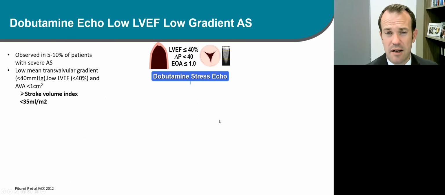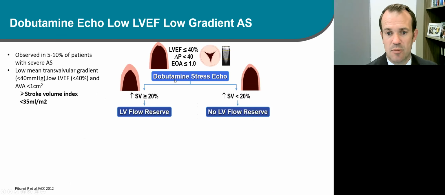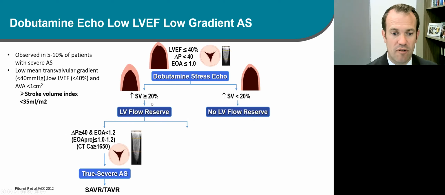We're going to be talking a lot in future talks about how to evaluate low flow, low gradient aortic stenosis, so I'm not going to belabor the point here. We do see this in about 5 to 10% of patients with severe aortic stenosis, who have a low gradient but a low aortic valve area and a low stroke volume. And so using a dobutamine stress echo, we can define whether they have normal LV reserve, defined as a greater than 20% increase in their stroke volume.